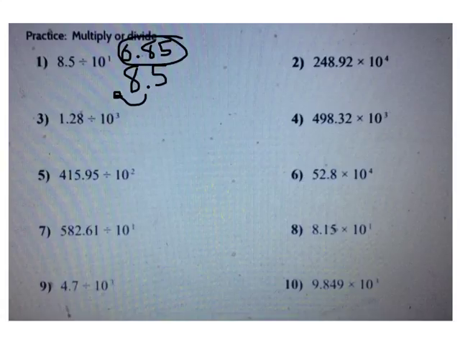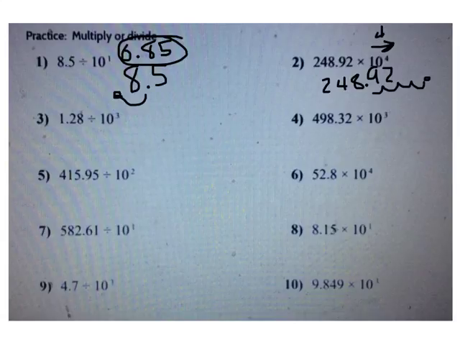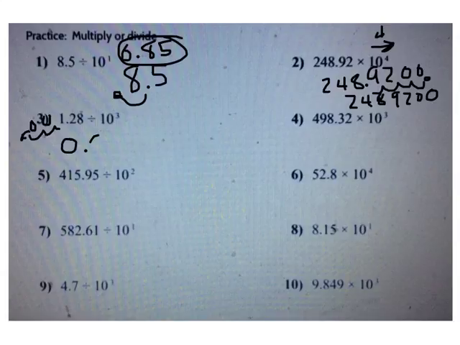Let's look at number 2. Will the decimal move right or left? It'll move to the right. How many times? 4 times. So my final answer is 2,489,200. What's number 3? Well, it appears the decimal moves to the left 3 times. 1, 2, 3. So the correct answer is 0.00128. What's number 4? Well, it appears the decimal moves to the right 3 times. 1, 2, 3.